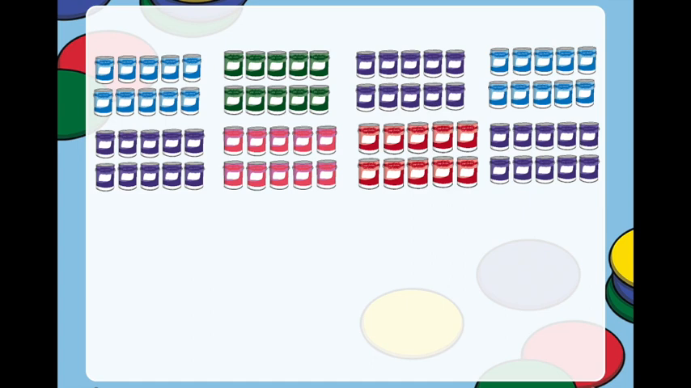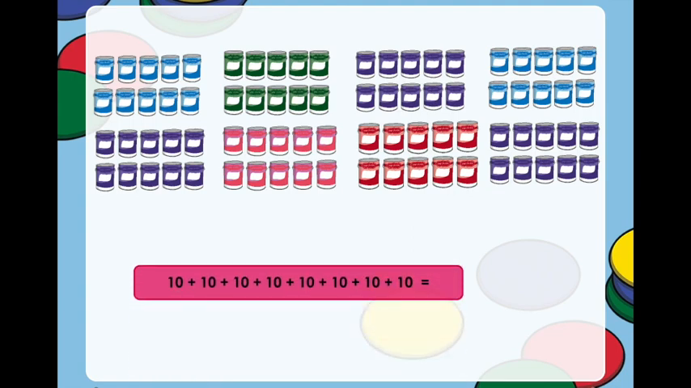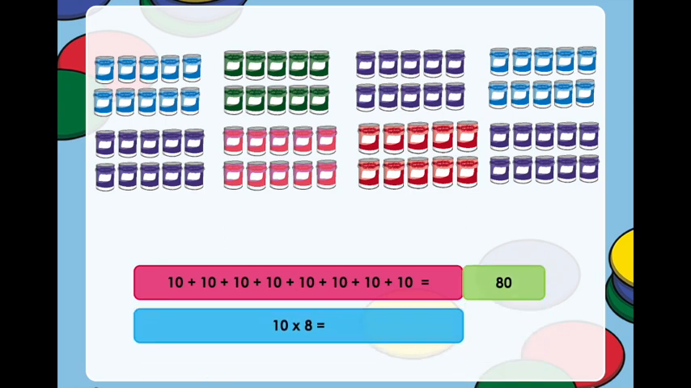Now we have 8 groups of tons of paint, and in each group there are 10 cans. So we can say 10 plus 10 eight times, which is equal to 80. To make it easier, we can even say 10 times 8, which is equal to 80.